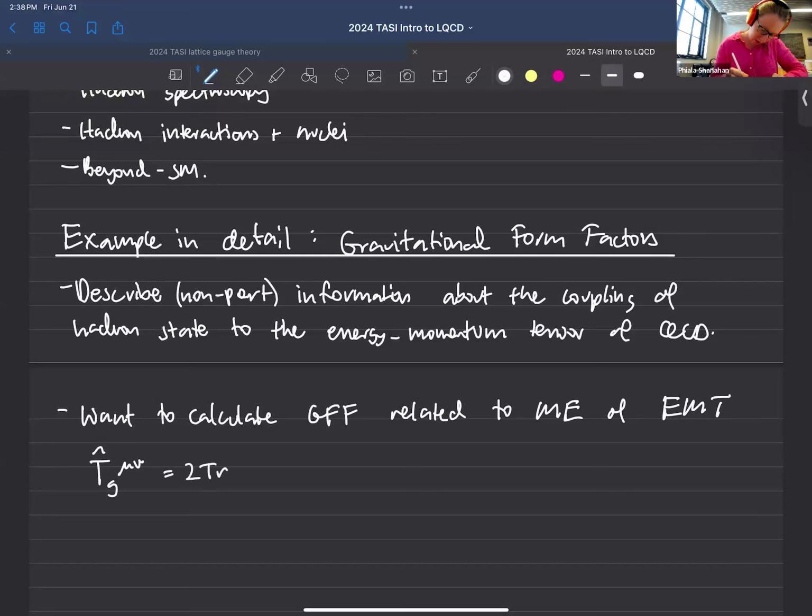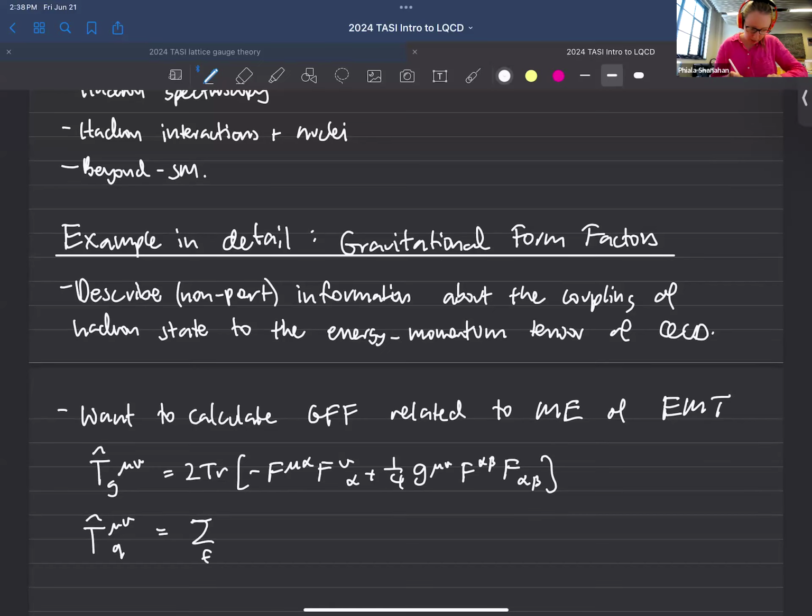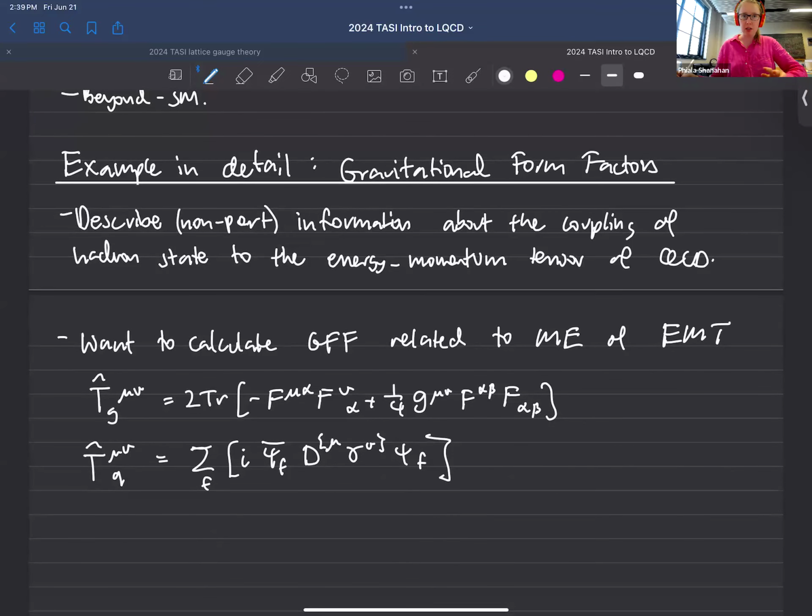looks like this. There's a gluon piece, and there is a quark piece. Sum over flavors here is what this F is doing. I have my quark field, psi F. D is a covariant derivative. So hopefully this looks somewhat familiar. It's just our regular energy momentum tensor. I haven't put it in Euclidean space, and I haven't talked about discretizing these fields or anything at all. I'm just defining for you what these gravitational form factors look like.